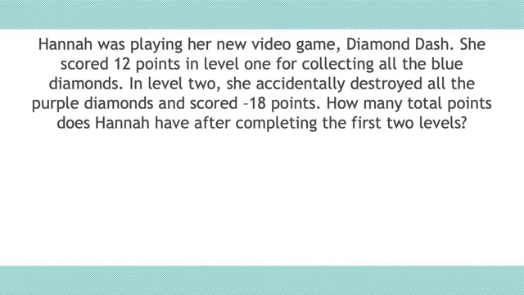To solve a word problem, it's important to read the problem carefully to make sure we understand the situation and know what question we need to answer. For this problem, the question we need to answer is how many total points does Hannah have after completing the first 2 levels? To figure that out, we'll need to use Hannah's scores from each round, 12 points and -18 points, and find clue words to help us decide whether we should add or subtract them.